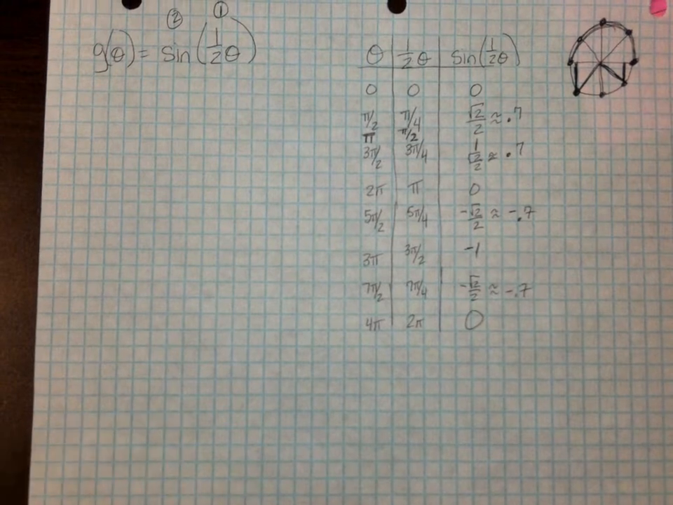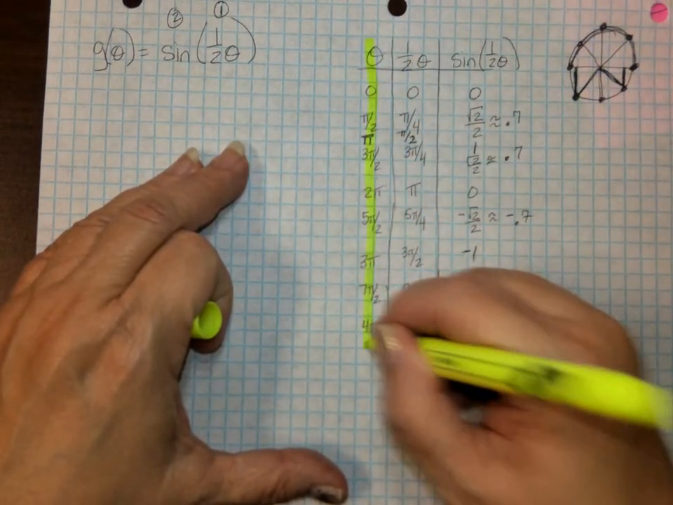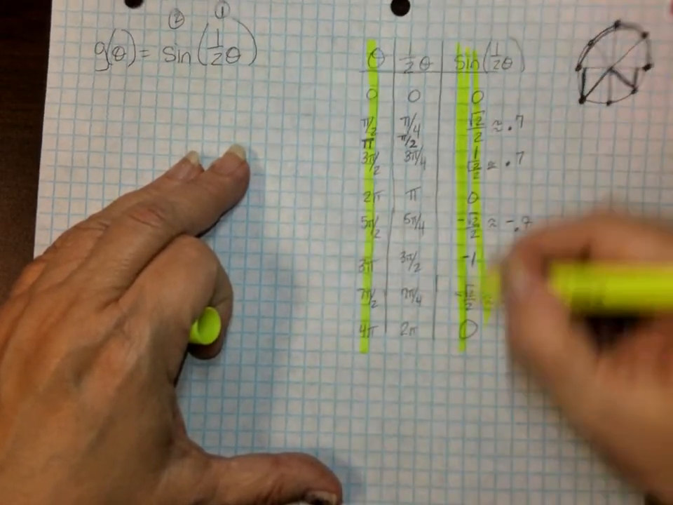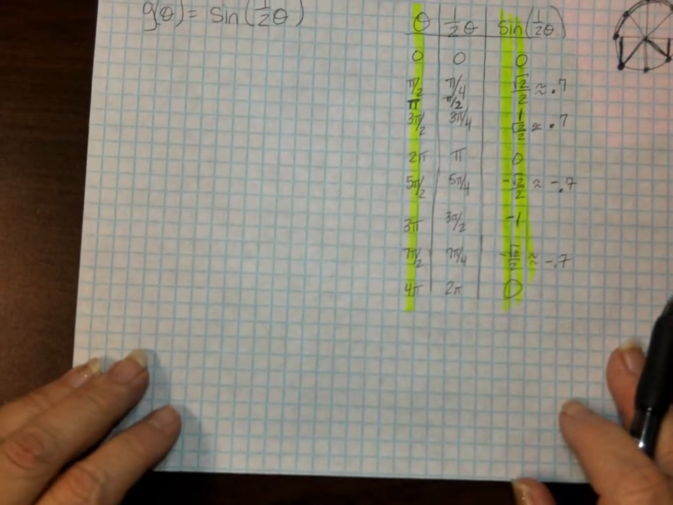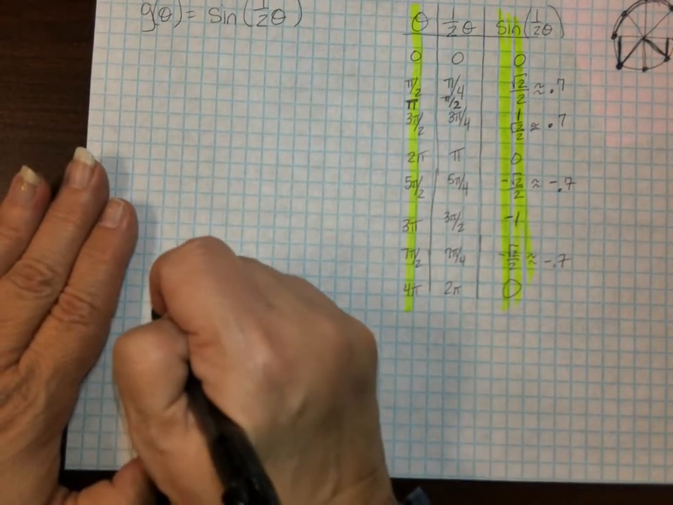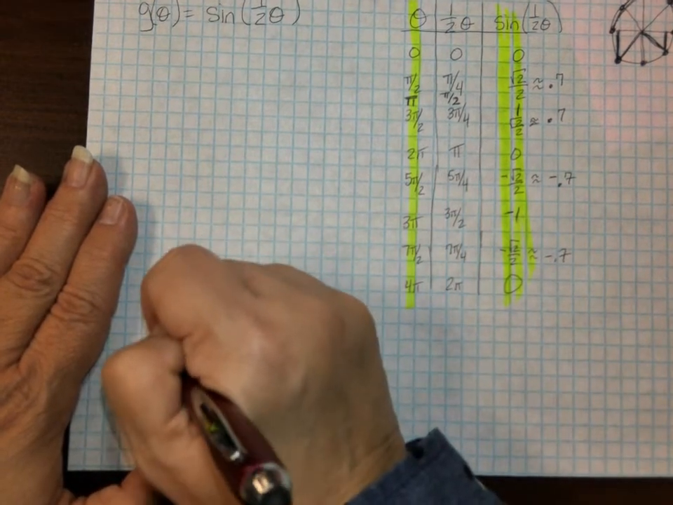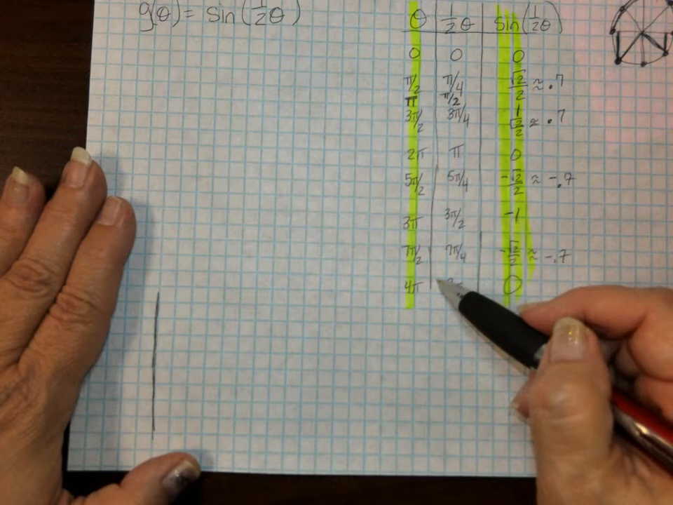Alright, but now look at what we're graphing. We're graphing theta as our input, and sine 1/2 theta is our output. So when I go to draw my graph, right, so don't draw your graph until after you do your table. My x-axis has to go all the way out to 4 pi.